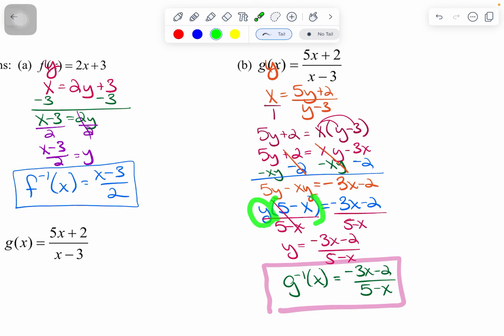What was left behind was 5 minus x. This is y times 5 minus x. So to get rid of that, I went ahead and divided both sides by 5 minus x, and that then becomes the last steps here of either solving for y and then rewriting with the function notation. All right, lots of stuff going on with that for part B.